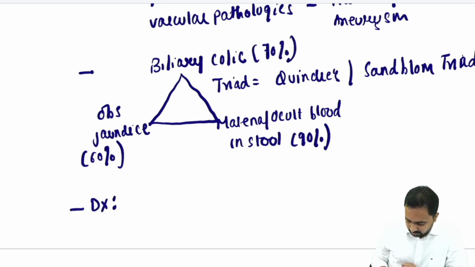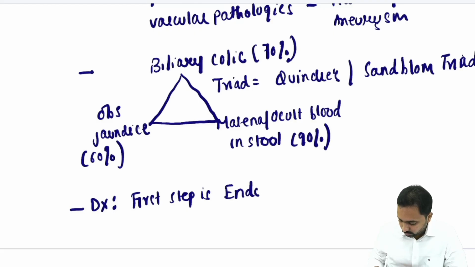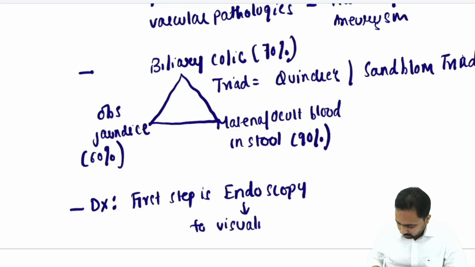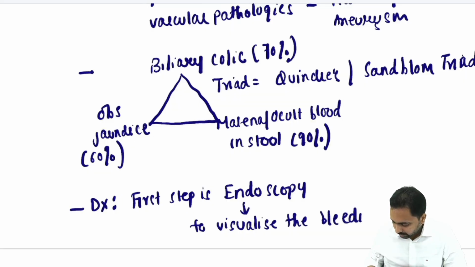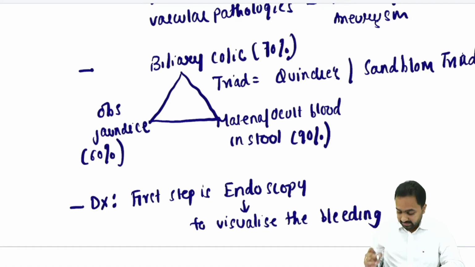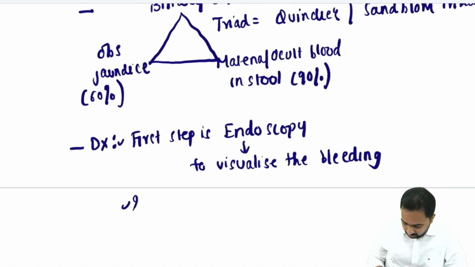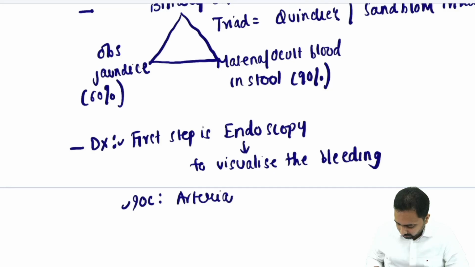The diagnosis, the first step that we do is endoscopy, right, to visualize the bleeding. However, if you guys are asked what is the investigation of choice, it is arterial angiography.